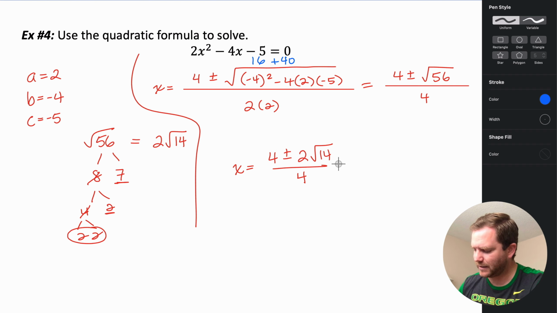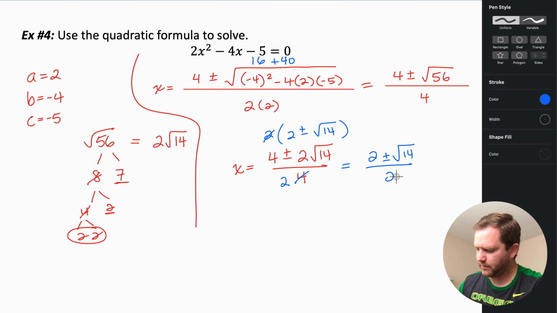So in the top, we can actually factor out a 2, so we can think of this as 2 times 2 plus or minus the square root of 14, right? Because if I were to distribute this in, 2 times 2 would give me 4, and then 2 times the square root of 14 would be 2 times the square root of 14. Now this 2 here can cancel with the 2 that we have in our denominator. So this ends up being 2, and that would reduce to be a 1. And so as a result, we actually get that x is equal to 2 plus or minus the square root of 14, all divided by 2.